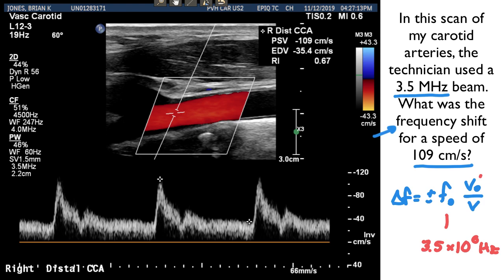This here, V_O, that's the velocity or the speed of the object. That's 109 centimeters per second, or I have to put it in meters, of course. So that's going to be 1.09 meters per second. V is the speed of the wave, and for ultrasound in human tissue, that's 1540 meters per second.